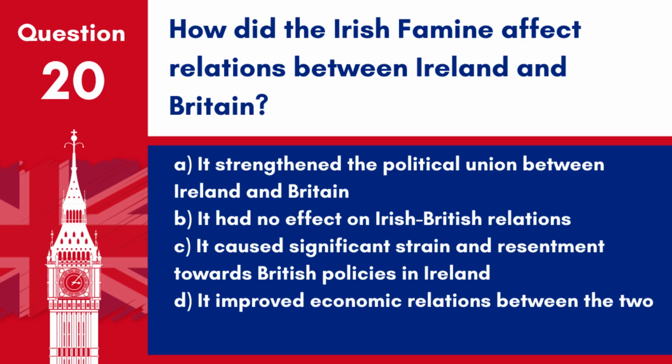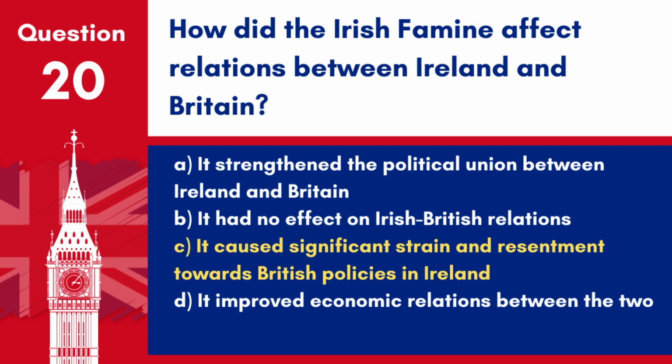Question 20. How did the Irish famine affect relations between Ireland and Britain? A. It strengthened the political union between Ireland and Britain. B. It had no effect on Irish-British relations. C. It caused significant strain and resentment towards British policies in Ireland. D. It improved economic relations between the two.